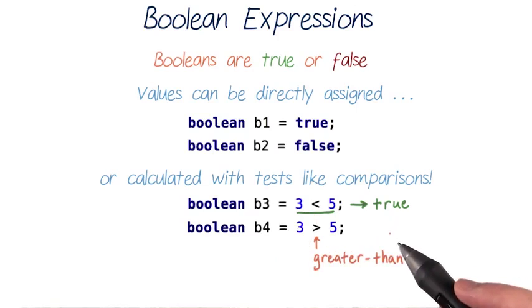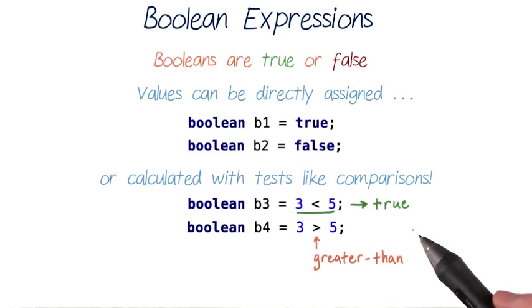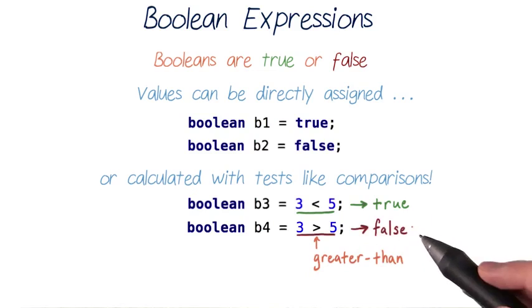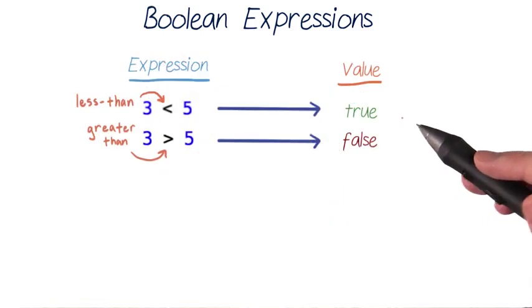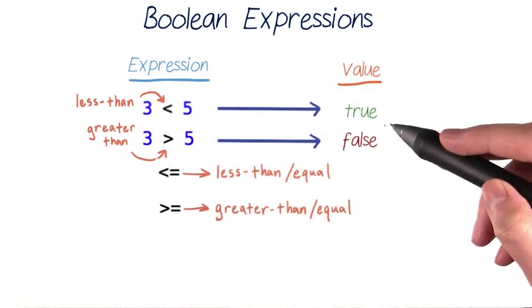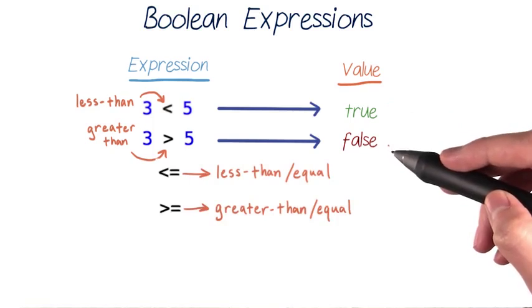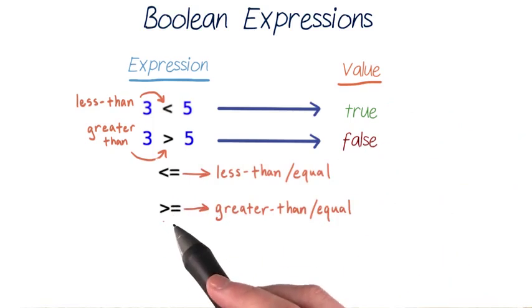Then if we wrote this expression, which checks if 3 is greater than 5, this would evaluate to the Boolean value of false, since 3 is not greater than 5. And then b2 and b4 will have the same value. There are a number of ways that we can compare numbers or variables that will evaluate to true or false. In addition to these less than and greater than expressions, we can also have less than or equal to and greater than or equal to. And let's use these in examples too.